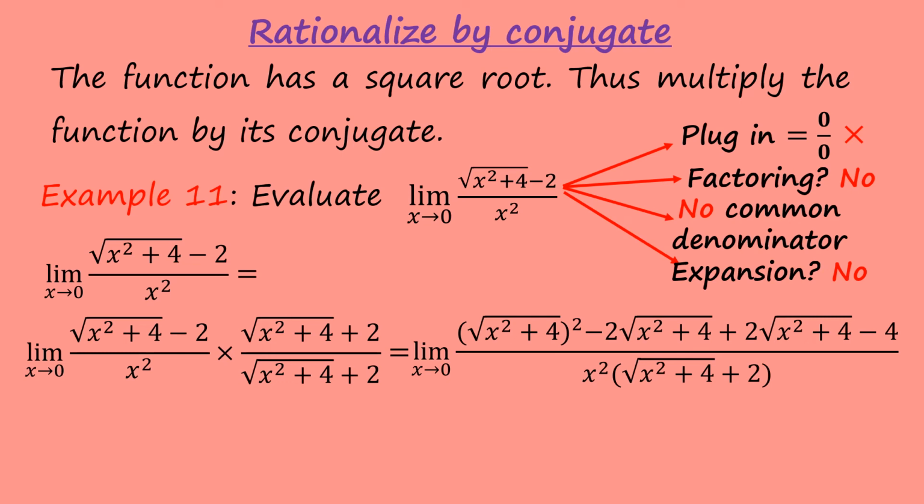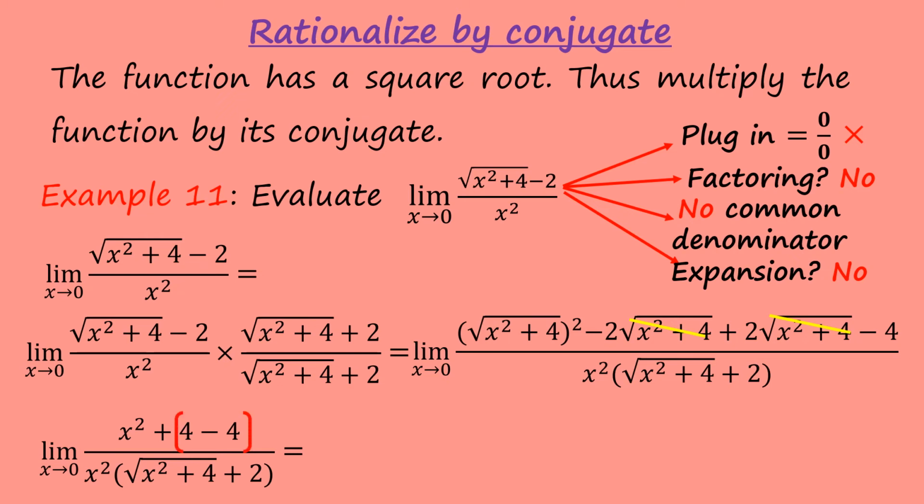In this, minus 2 root x squared plus 4 can cancel out a positive 1. We'll be left with this. Then if we look at this, we see that 4 minus 4 can definitely turn to 0. Then we'll be left with x squared as the numerator and the x squared in the denominator with the square root of x squared plus 4 plus 2. Then in that case, x squared can cancel out x squared. We'll be left with 1 over square root of x squared plus 4, then plus 2.